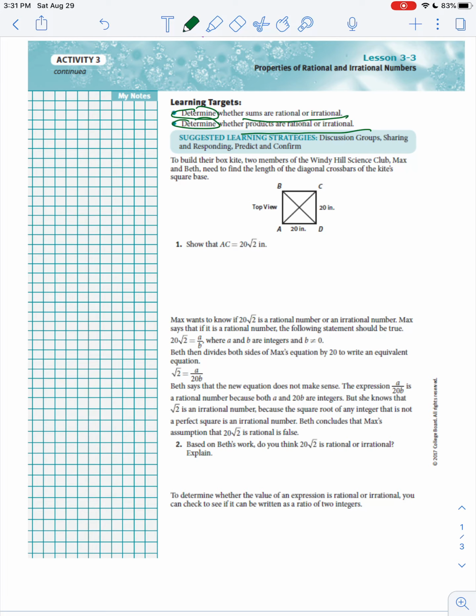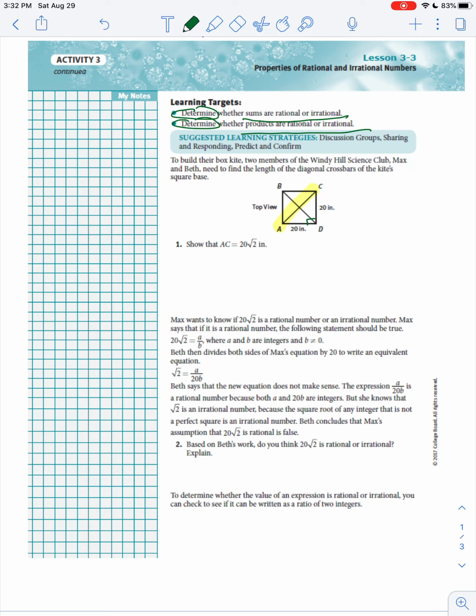To build a box kite, two members of the Windy Hill Science Club, Max and Beth, need to find the length of the diagonal crossbars of the kite's square base. Basically they want to find AC. In question number 1, it says that AC is 20 root 2, and they want you to prove that. Since it's a square, I can use the right angle here to make a right triangle.